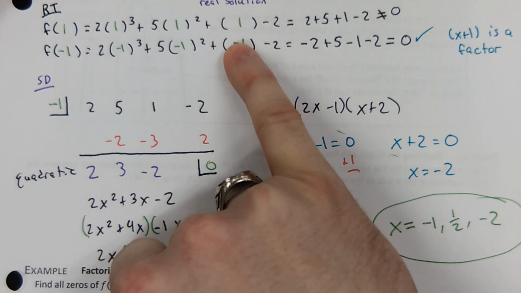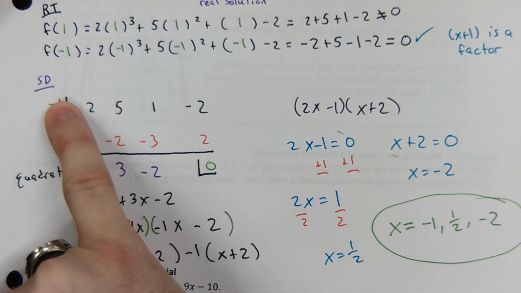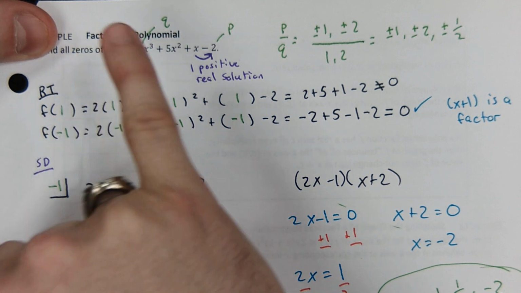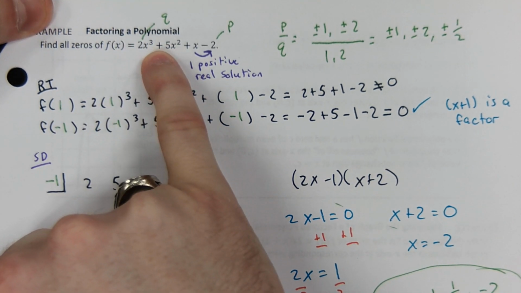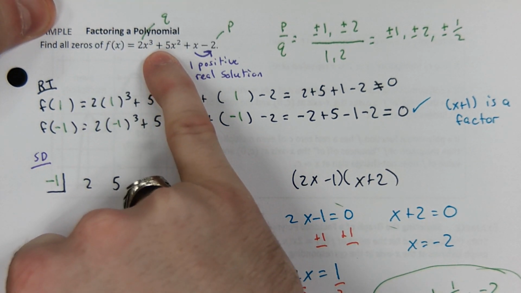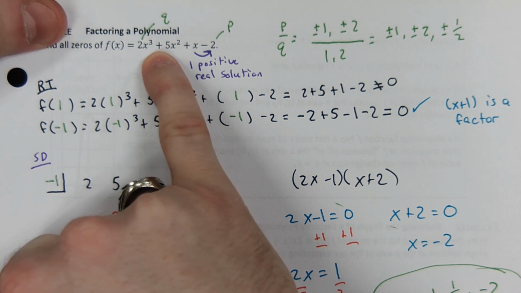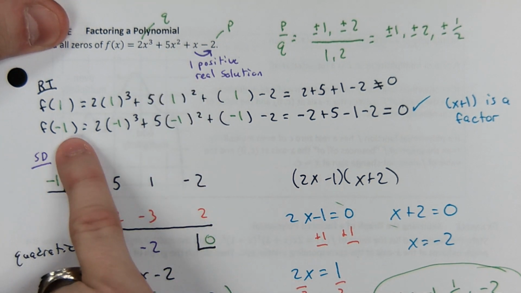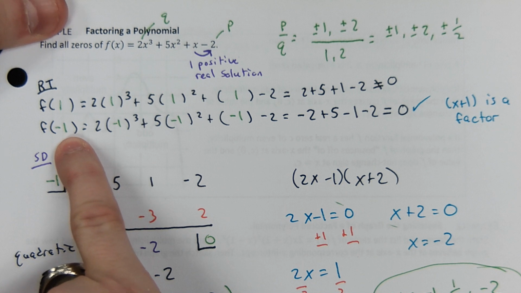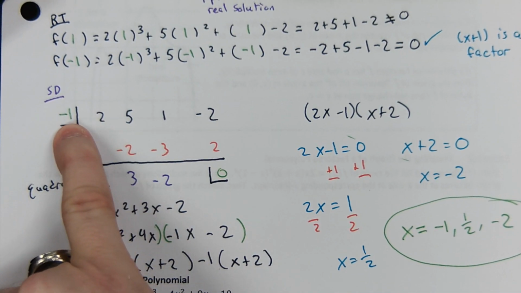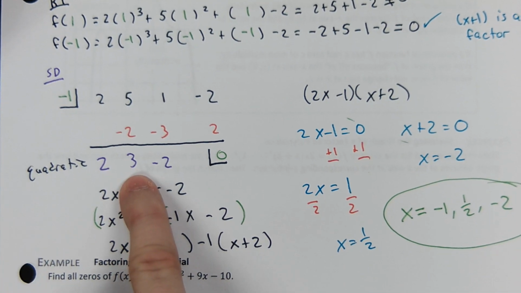remainder theorem, and synthetic division to figure out a zero of this cubic. And once we found a zero of this cubic, meaning one of its solutions, and we saw that that solution was x equals -1, we were able to use synthetic division to get us to this quadratic.